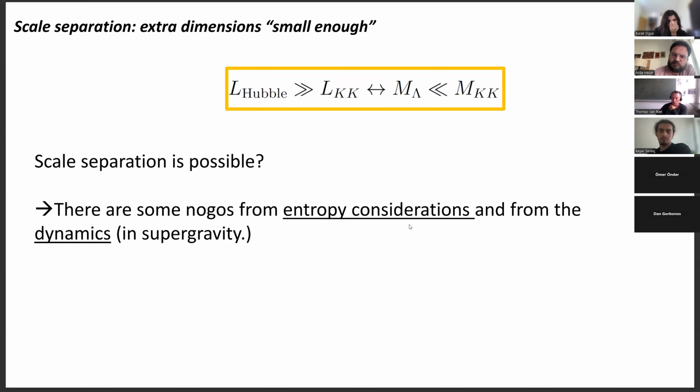And so there are 2 no-gos that I know of. One is based on entropy considerations. So in that sense, it's very heuristic and fluffy. And the other is from the equations of motion, so from the dynamics. And I will quickly explain both of them to you. And I think this part has some overlap with Nicolo's talk. But maybe by hearing something twice, it's easier to understand, okay?